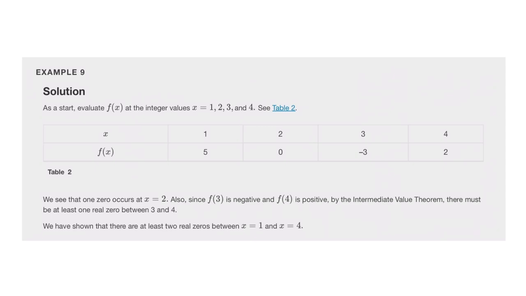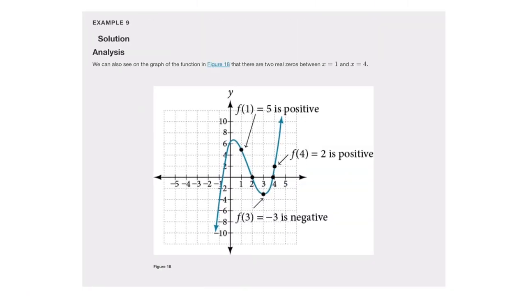So we see that 1 zero occurs when x is 2. Also, since f of 3 is negative and f of 4 is positive, by the intermediate value theorem, there must be at least one real 0 between 3 and 4. So we have shown that there are at least two real zeros between 1 and 4. Okay, so that was fun. And you can see the zeros here. Or you can see here's the graph of this.